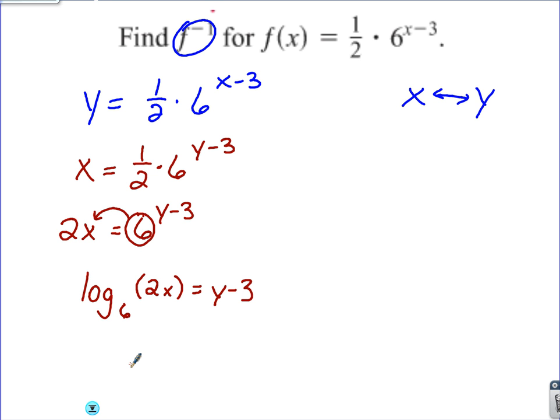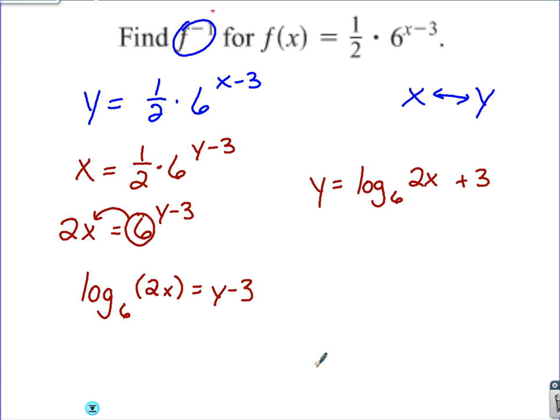Once you get stuck, change forms. The last step is I just need to move my 3 over. Since it's minus 3, I'll change it to plus 3. You have the option, if you want to tack it on the end, but just don't do this: log base 6 of 2x plus 3. Do not write it like that.